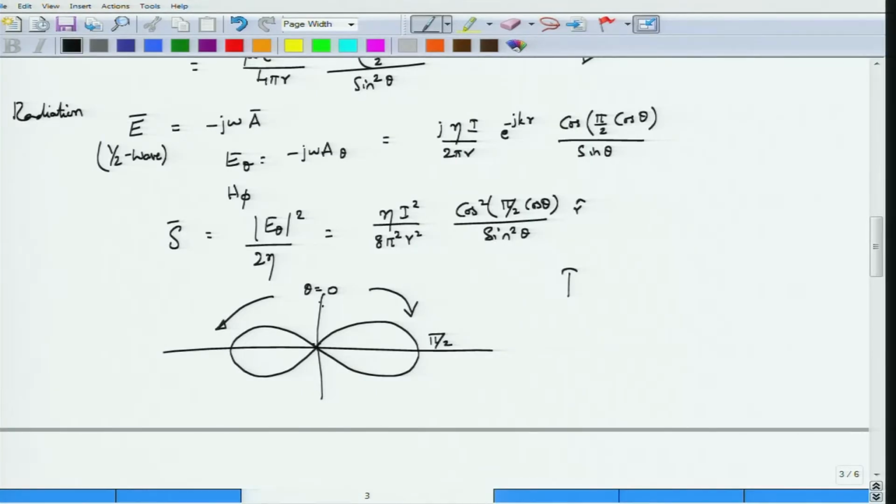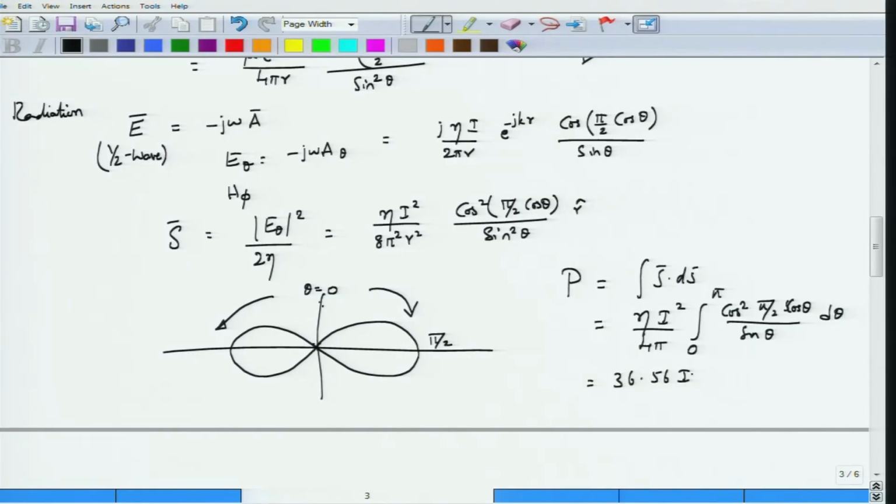One last thing about the half wave dipole, what would be the power radiated? The power would be the integral of S dot dS, and you can evaluate this integral. Okay. It turns out that the evaluation of the integral is not quite so simple. What you need to do is to use some numerical methods. Okay. So, you can do that, and what you are left with is this integral to evaluate. Okay. So, if you evaluate this integral, you will show that this would be equal to about 36.56 I square, assuming I to be constant, and eta is given this value. Integrate this numerically to show that the power radiated would be 36.56 I square.